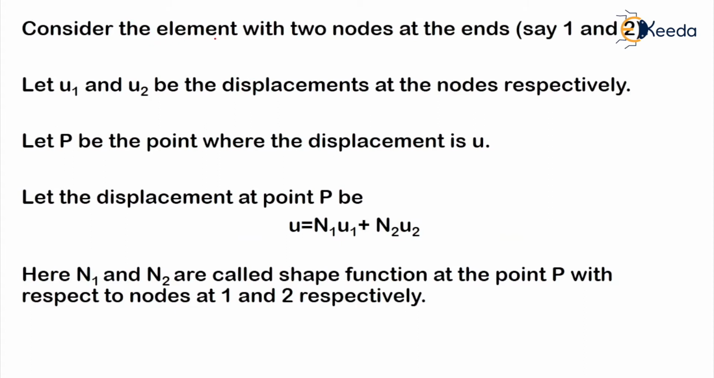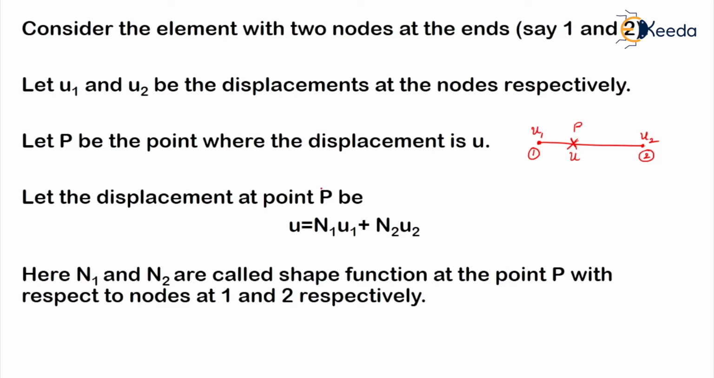Now let us consider an element with two nodes at its ends, as we discussed, for two-noded elements. So we'll take an element which has two nodes at the ends, say 1 and 2. Now let u1 and u2 be the displacements at the nodes respectively. The displacement at this node is u1 and the displacement at this node is u2, right? Now let us consider a point P where we want the displacement, and the displacement at this point is u.